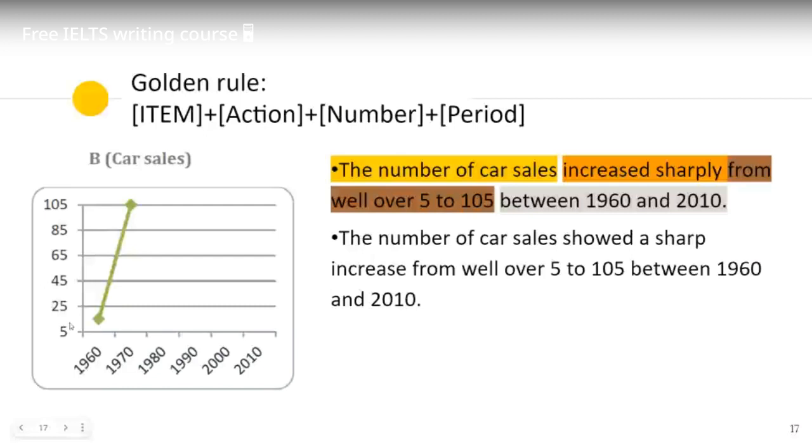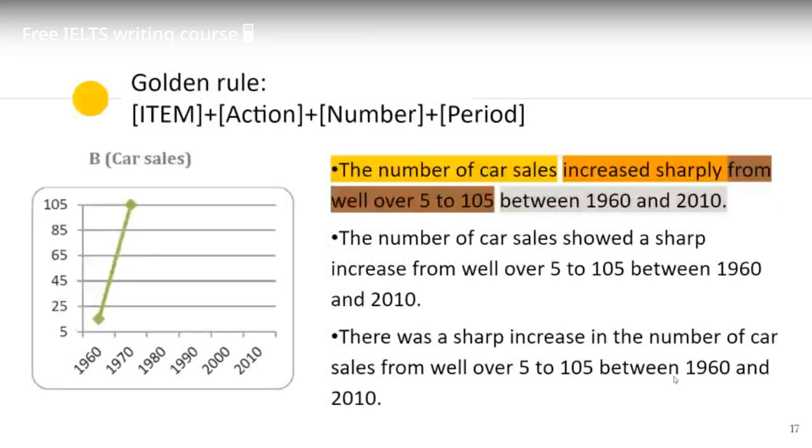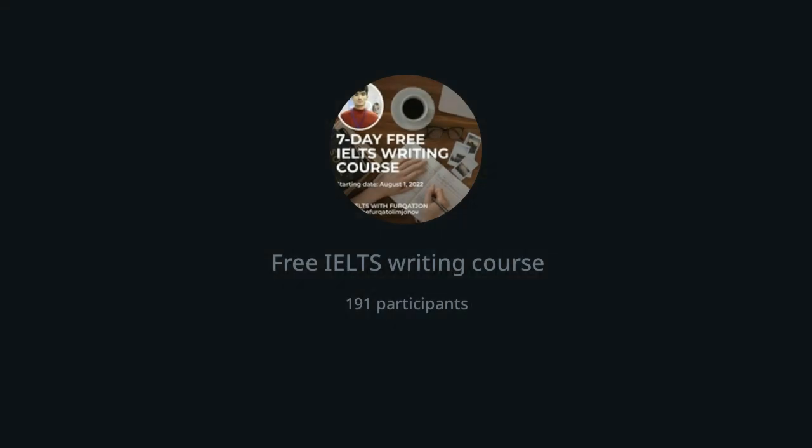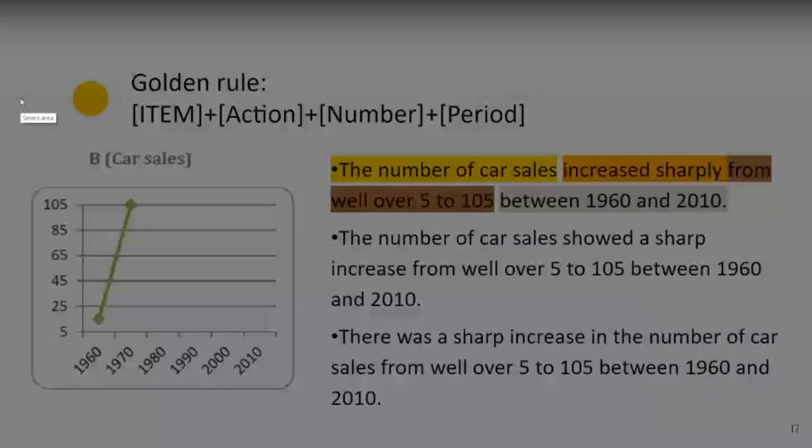Now let's look at the third example. There was a sharp increase in the number of car sales from well over 5 to 105 between 1960 and 2010. As you can see, we have the item after this: there was a sharp increase in the number of car sales. That's the difference. So here's what we're gonna do. I will just send you guys this.